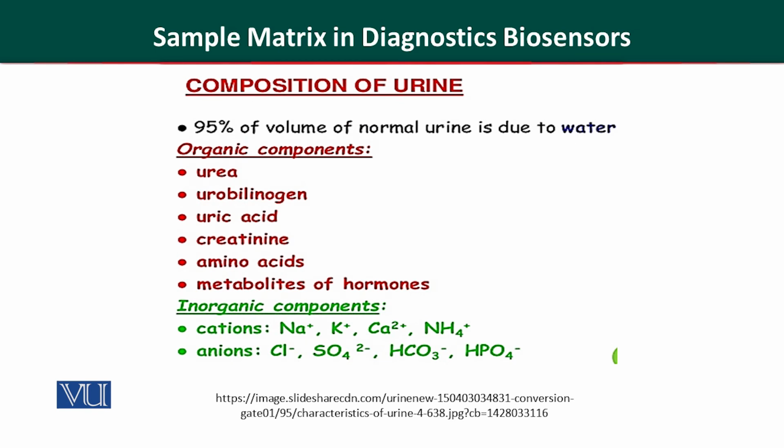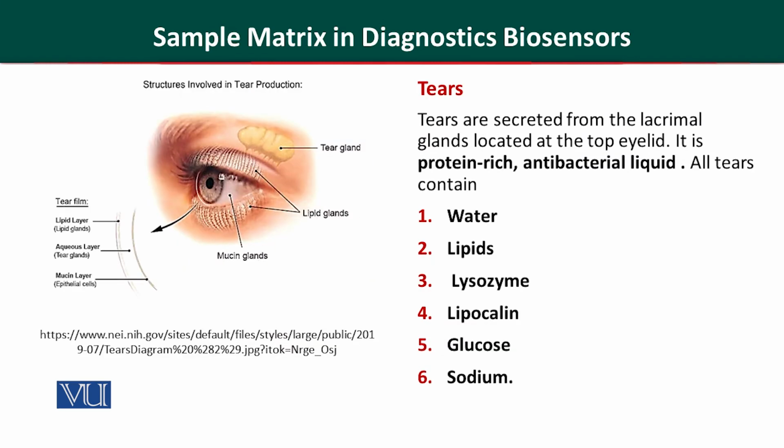Now, another important sample which is used for the different tests is urine. Urine is 95% water and it contains again organic and inorganic components. The organic components are urea, urobilinogen, uric acid, creatinine, different types of amino acids, metabolites of different hormones, and in case of inorganic components, there are different anions and cations, for example, sodium, potassium, calcium, ammonium, and for anions, there are chloride, sulfate, bicarbonate, and phosphate.